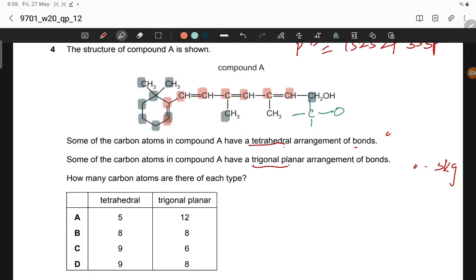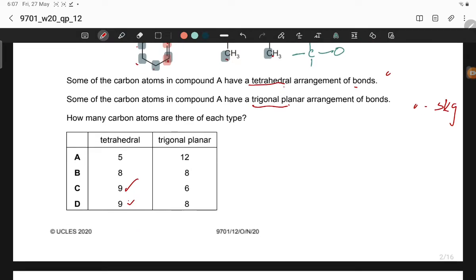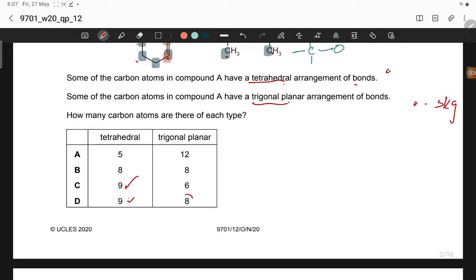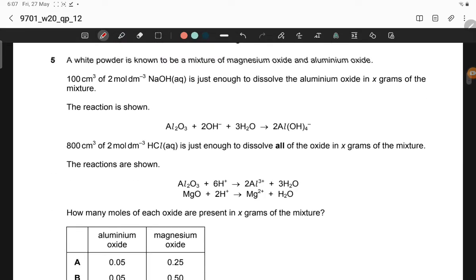This is tetrahedral, this is tetrahedral. So let's count: 1, 2, 3, 4, 5, 6, 7, 8, 9, and 1, 2, 3, 4, 5, 6, 7, 8. So 9 and 8, this must be correct. D option is correct.